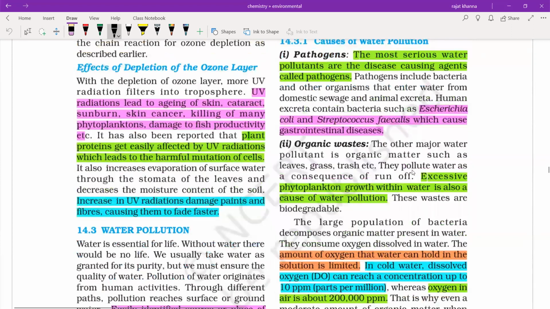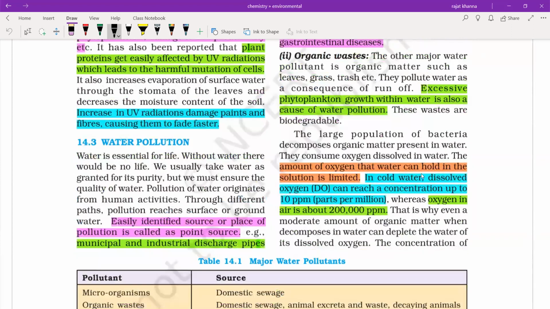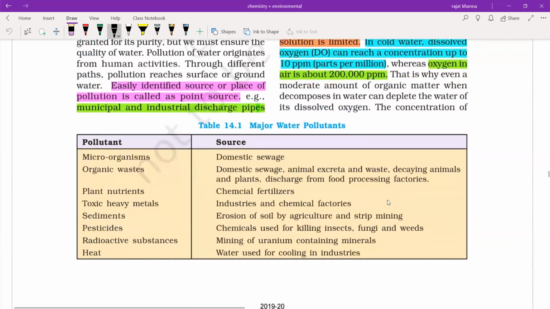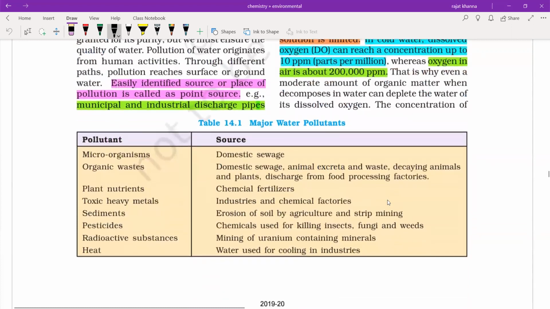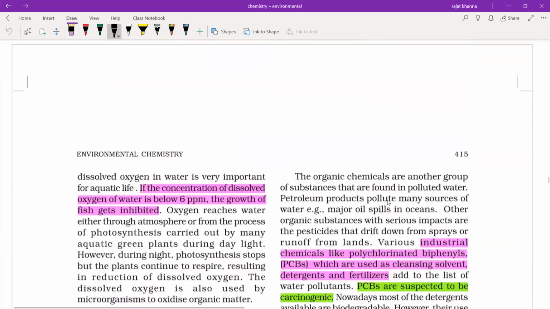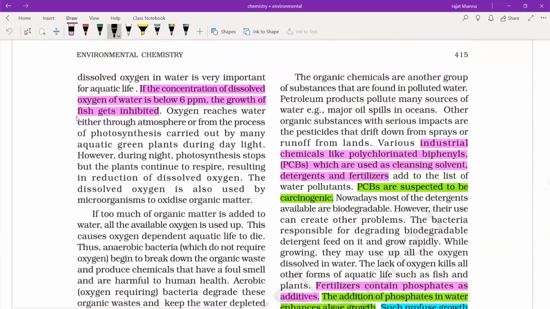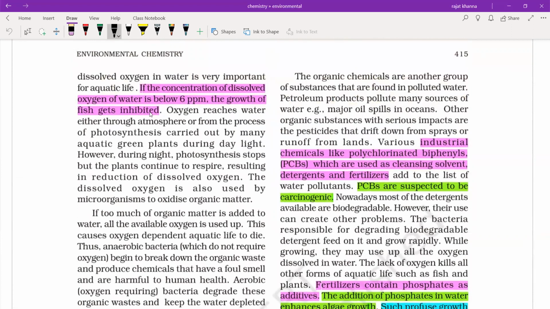The amount of oxygen that water can hold in solution is limited. In cold water, dissolved oxygen can reach a concentration of up to 10 ppm, parts per million, whereas oxygen in air is about 200,000 ppm, right? Next, if the concentration of dissolved oxygen in water is below 6 ppm, the growth of fish gets inhibited.